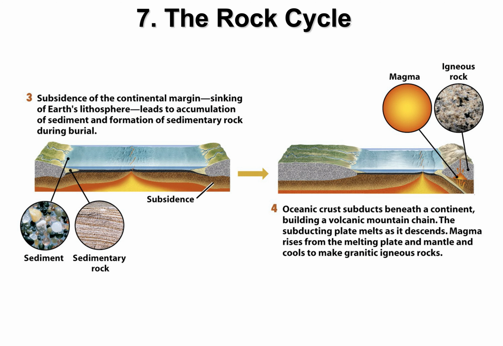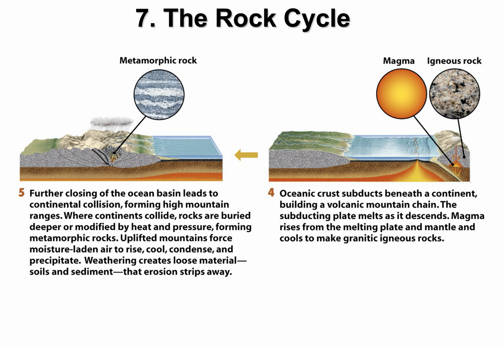So we have here now for the second time the rise of magma and the formation of an igneous rock. At the beginning we made a basaltic igneous rock, and here we are making a granitic igneous rock, which is chemically totally different from the basaltic one before. Then we will just continue with the further closing of the oceanic basin.